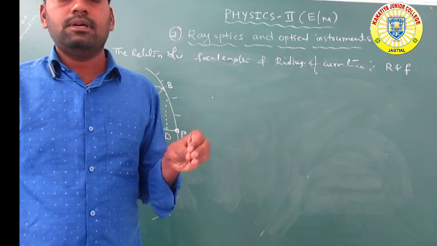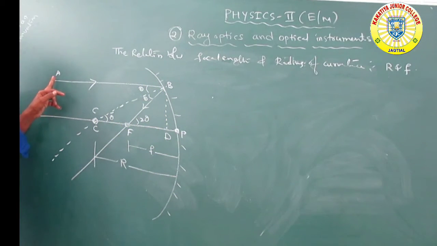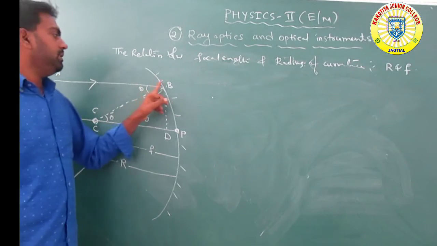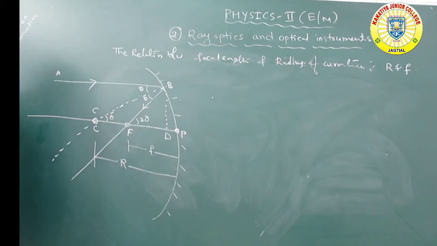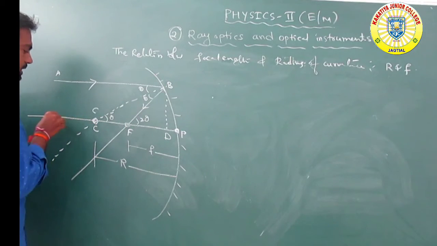First of all, this is the incident ray AB. The incident ray AB is parallel to the principal axis.